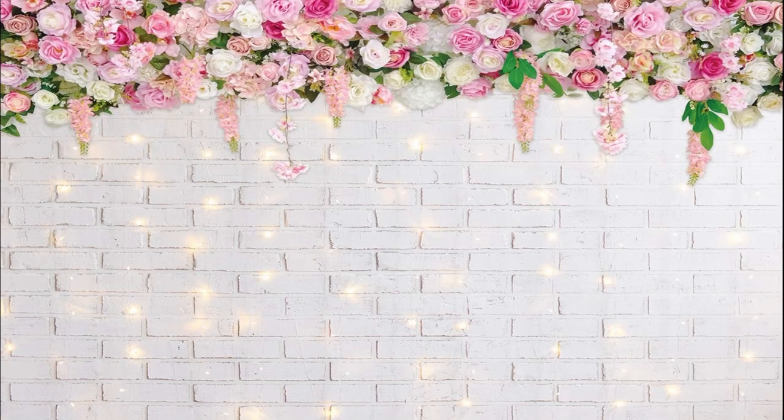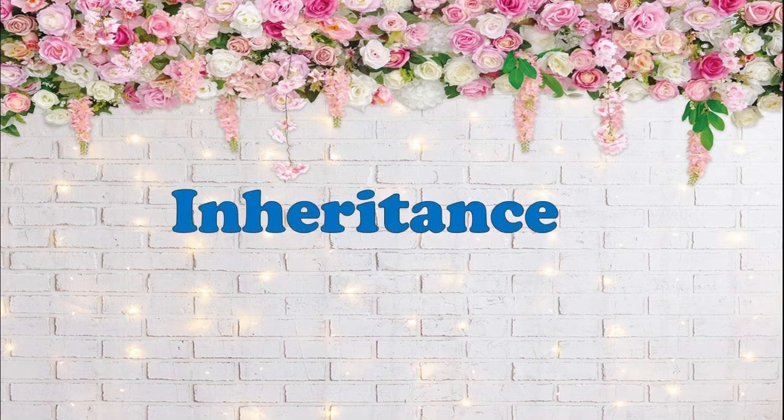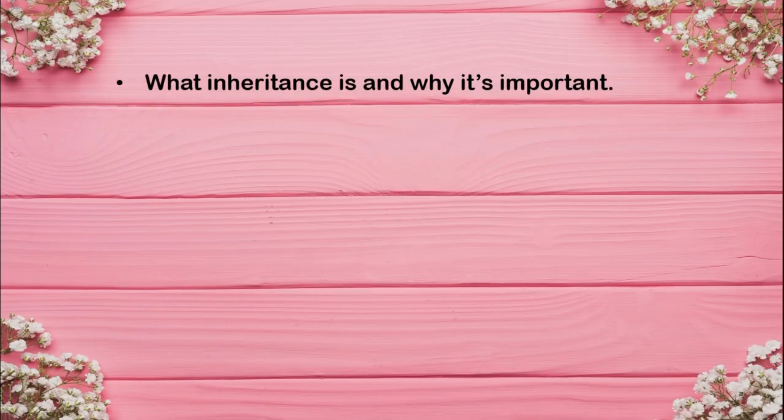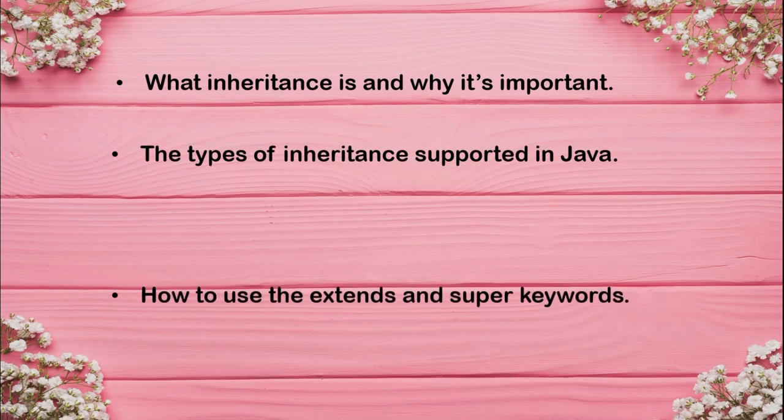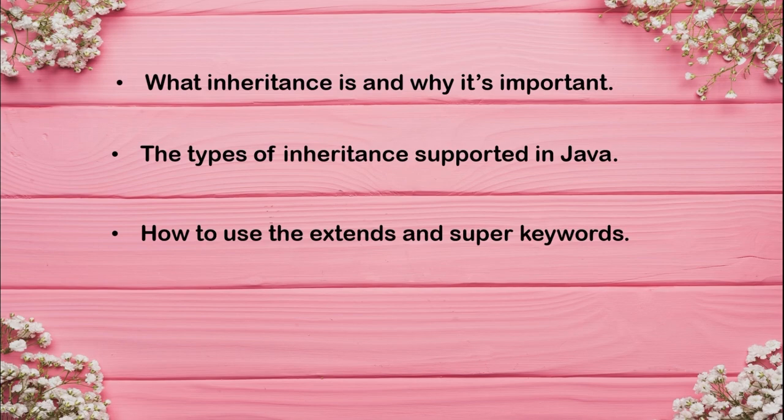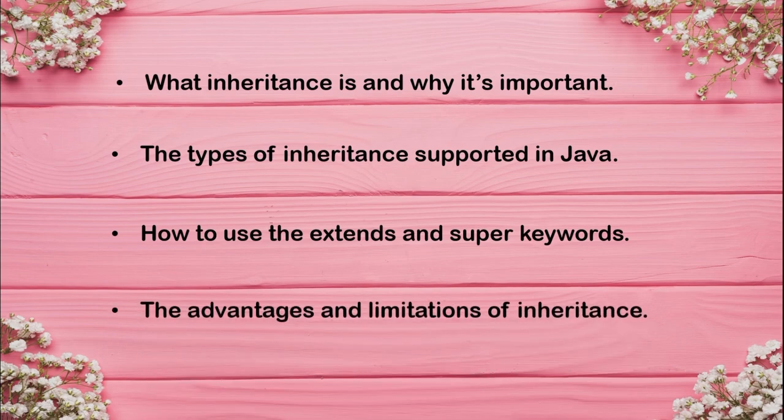Today we are diving into an essential concept of object-oriented programming in Java, inheritance. Inheritance allows one class to reuse the properties and methods of another class, saving time and promoting cleaner, more efficient code. By the end of this video, you will understand what inheritance is and why it's important, the types of inheritance supported in Java, how to use the extends and super keywords, and the advantages and limitations of inheritance.